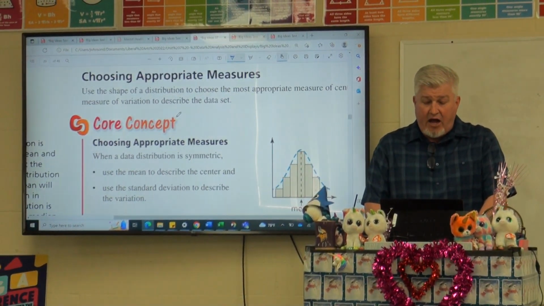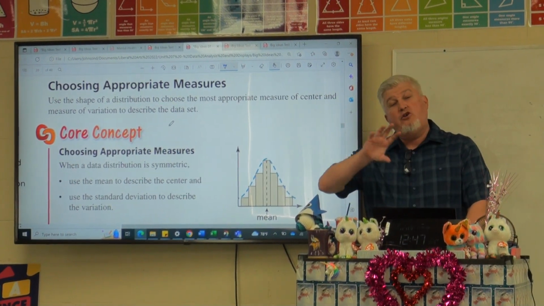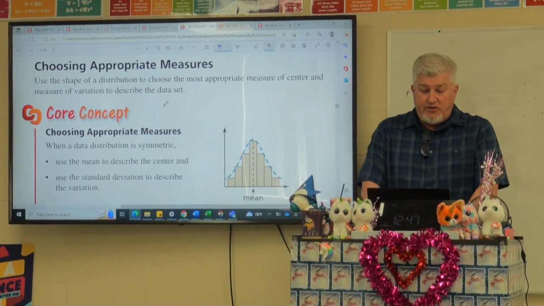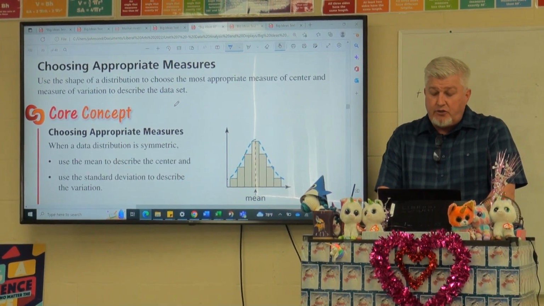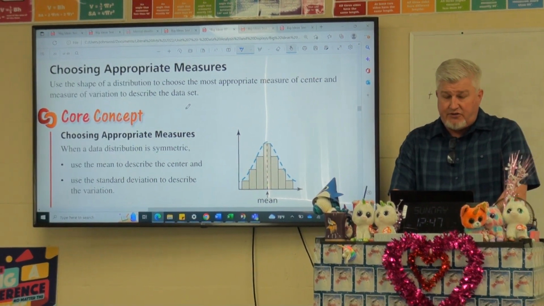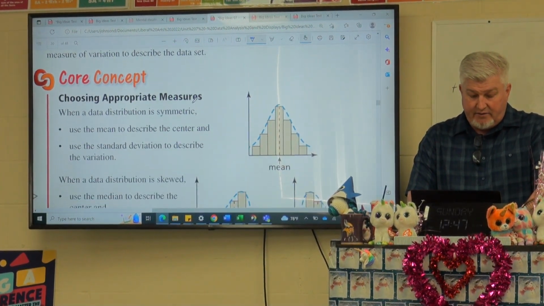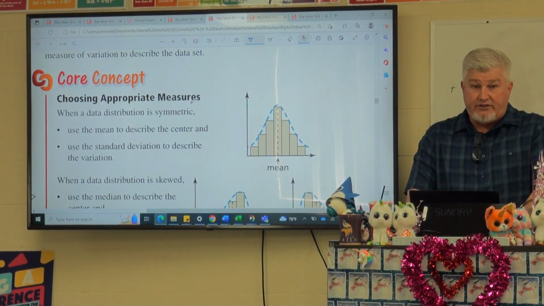So our next thing now, how we use this is, we're going to go back and use some of our previous information to help us now. It says, use the shape of a distribution to choose the most appropriate measure of center and measure of variation to describe the data set. So these are rules you need to know.